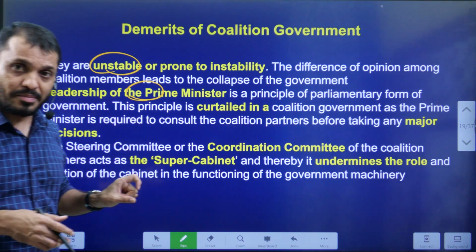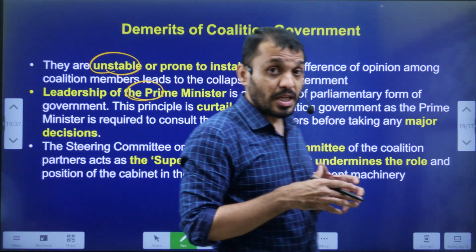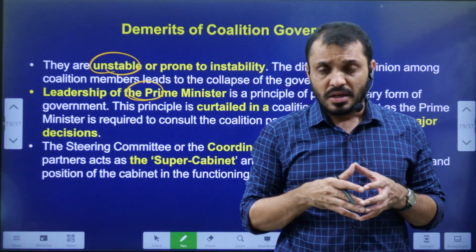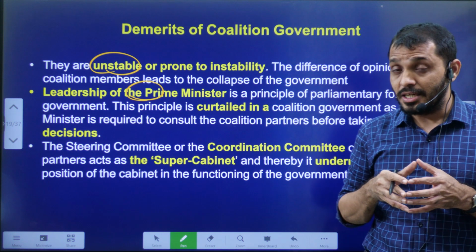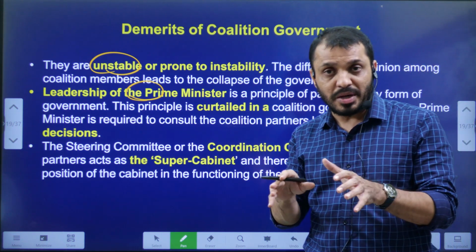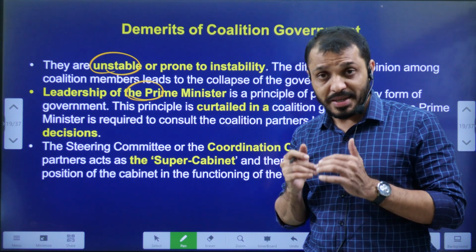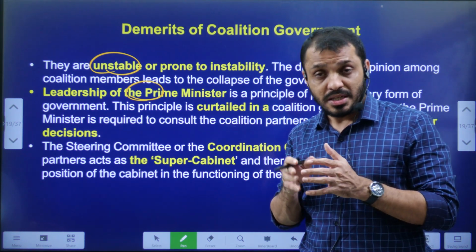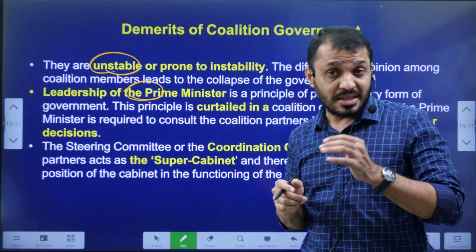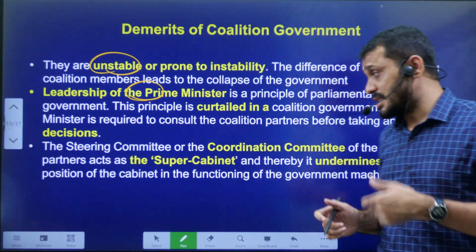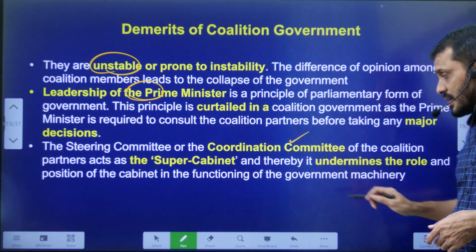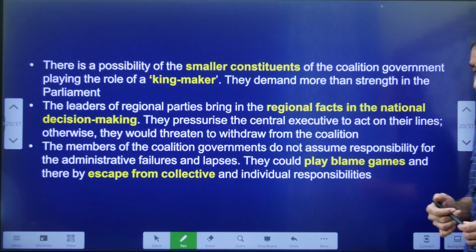And in the coalition government, the major role is played by the coordination committee. Here the coordination committee is the committee which coordinates among all the coalition parties. It exercises the real power compared to the cabinet. That means the cabinet's role is dissolved in the coalition government, and it is replaced with the coordination committee. This is also one of the demerits.